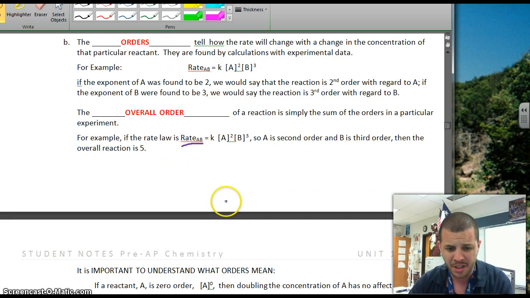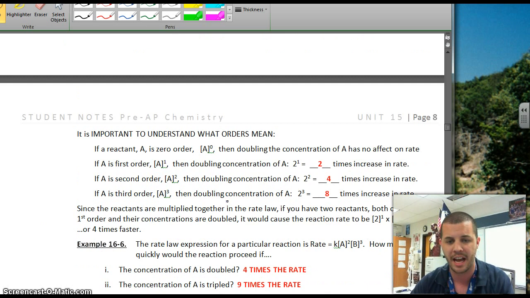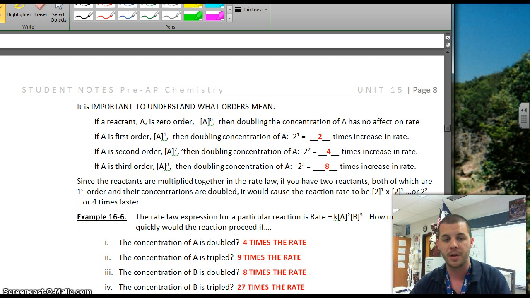So let's go ahead and take a look at a few other things. So what do these orders mean? Now, it is possible to have a zero order reaction.